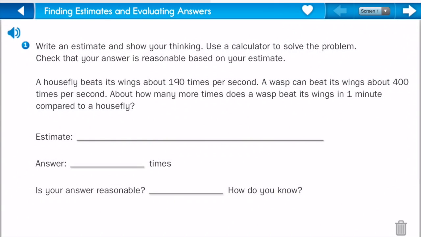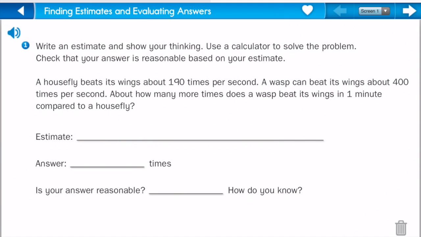Good morning. So today we're going to be finding estimates and evaluating answers. A housefly beats its wings about 190 times per day. A wasp can beat its wings about 400 times per second. About how many more times does a wasp beat its wings in 1 minute?